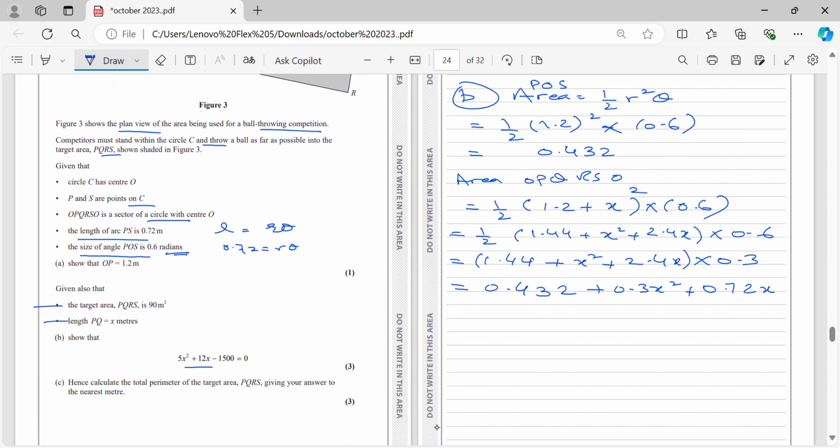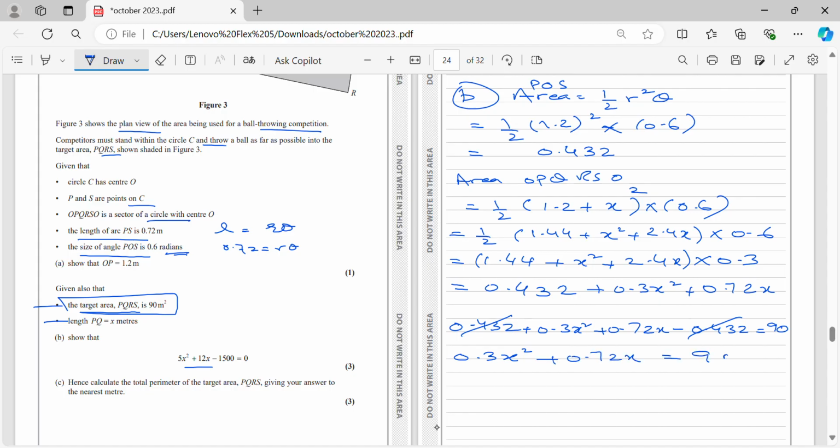So the big sector is 0.432 plus 0.3x squared plus 0.72x, minus 0.432, and this area is given in the question, and that equals 90 meters squared. So 0.432 and minus 0.432 get cancelled, and what is left is 0.3x squared plus 0.72x equals 90. If I move the 90 to the other side, it will be negative, and it equals 0.